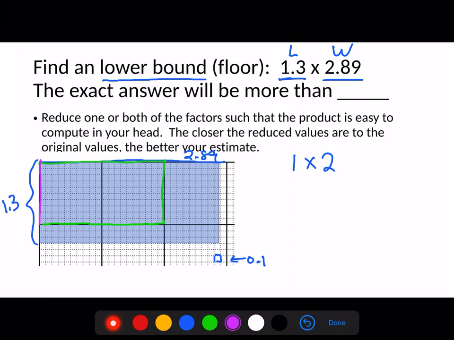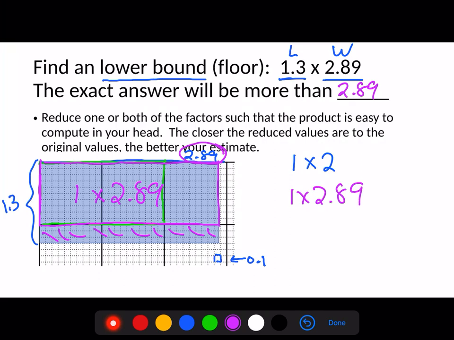What I'm going to do is say, well, 1 is a great number because I can multiply anything by 1 easily in my head. And I'm going to go ahead and keep the second number as 2 89/100. There's no need to cut it off when I can just multiply by 1. So 1 by 2 89/100. Now I've left off this area, but I knew all along this was going to be an underestimate. So I can use 1 and 2 89/100.